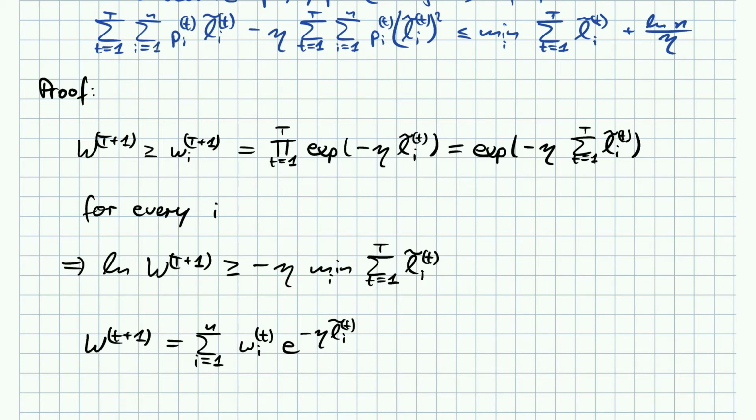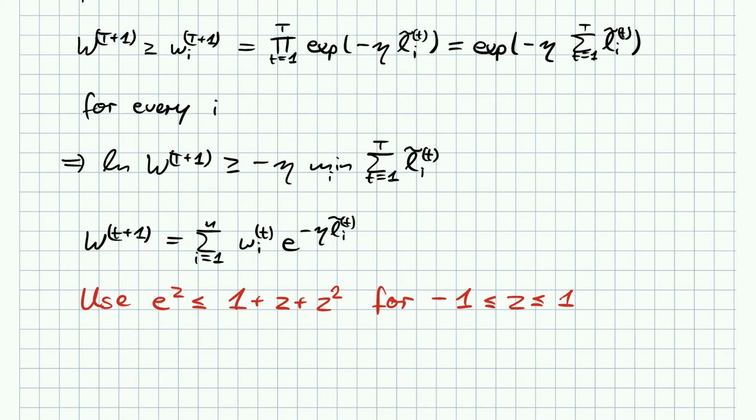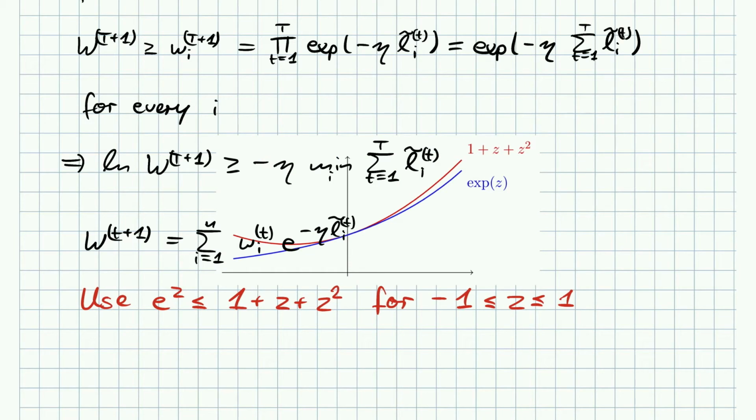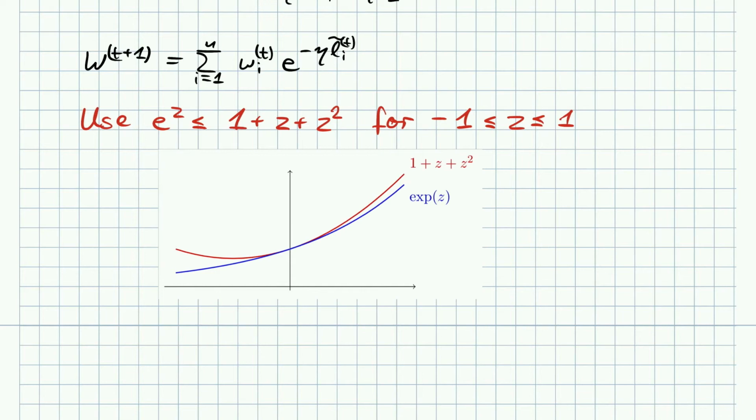Namely, what can we do? We can use that e to the power of z is at most 1 plus z squared for every z between -1 and +1. Why is this true? Well, that's actually no real surprise. When you plot these functions, then you'll see immediately what's happening. This is the exponential function, and you can upper bound the exponential function by this quadratic function here.